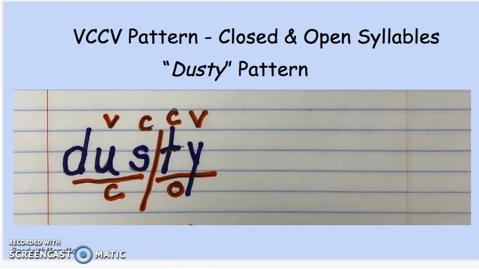Once again, I will label each syllable appropriately. I see that the U is a vowel that is closed in by a consonant. Therefore, I'm going to label it as a closed syllable, and I know that the vowel sound is short. In this syllable, I see the Y acting as a vowel, and therefore, with nothing closing it in, I know it's an open syllable. Now I can read the word syllable by syllable. I have dusty, dusty.